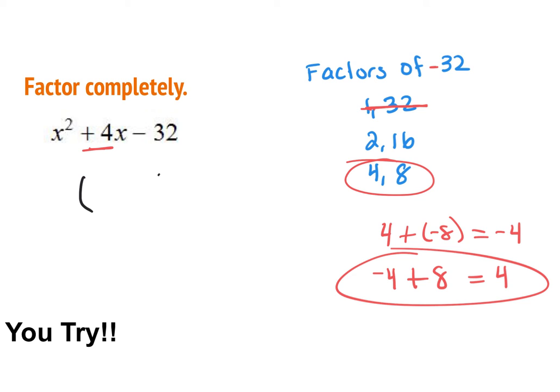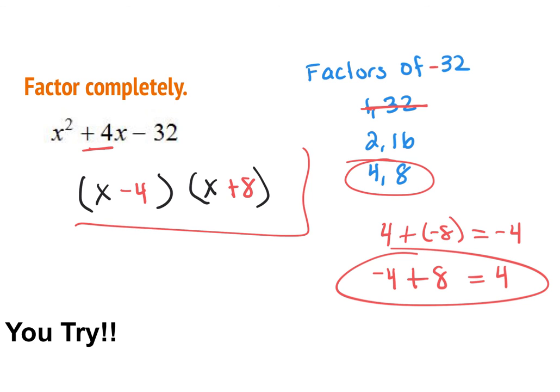So you're going to split up your x into two different binomials. And then we're going to do negative 4, positive 8. Don't forget to check your work. This would be the correct answer.